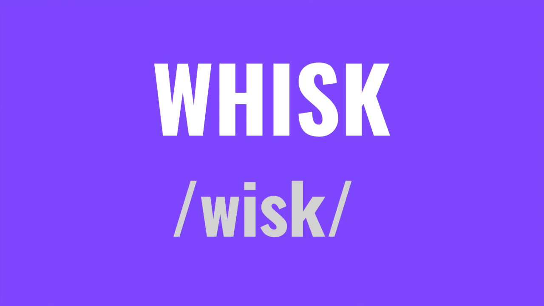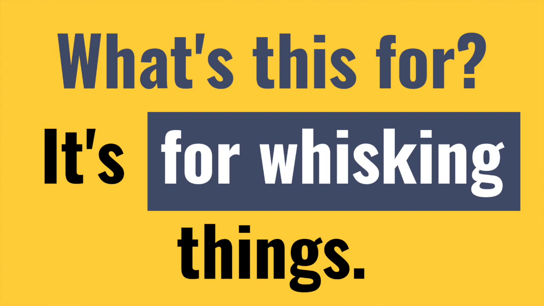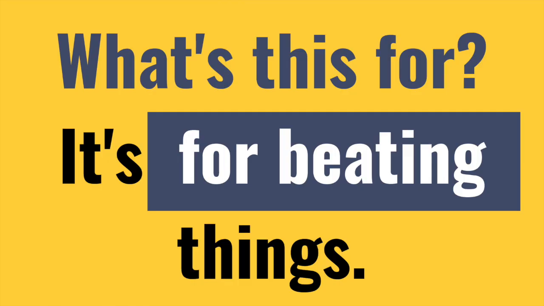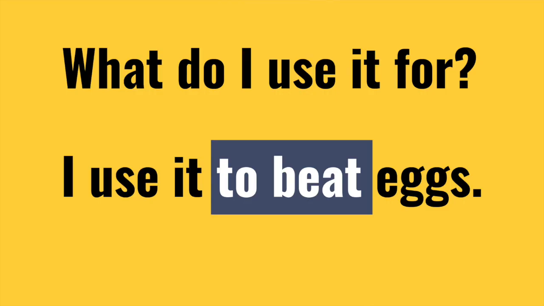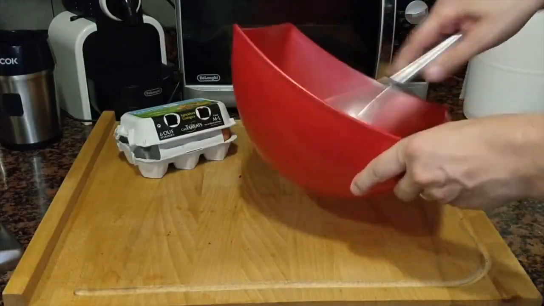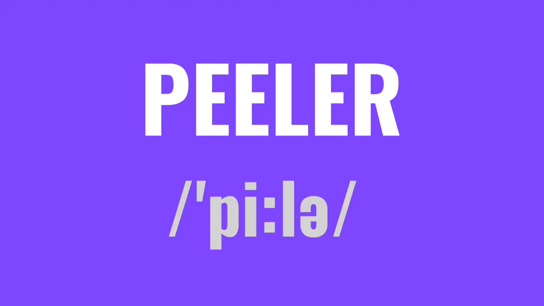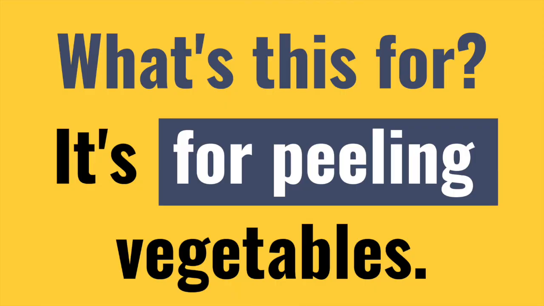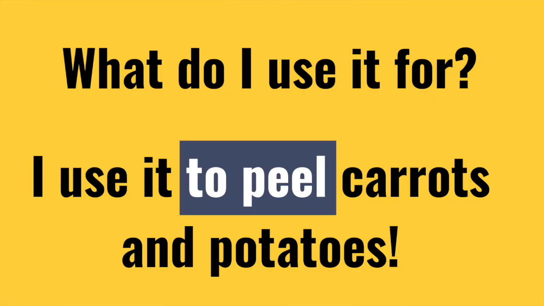What's this? This is a whisk. A whisk. What's it for? It's for whisking things. Another word we use is beating. It's for beating things. What do I use it for? I use it to beat eggs. What's this? This is a peeler or a potato peeler. What's it for? It's for peeling vegetables. What do I use it for? I use it to peel carrots and, of course, potatoes.